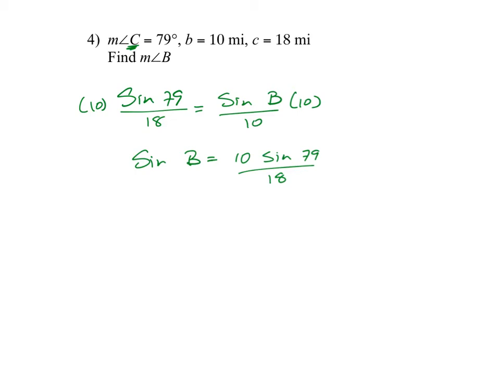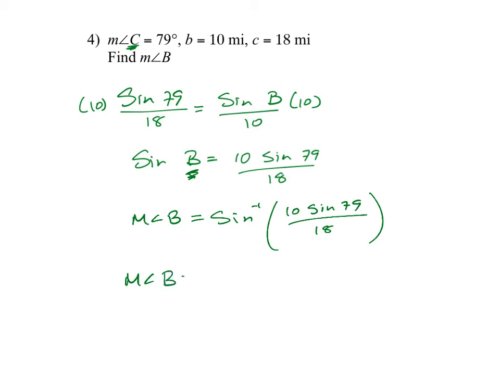So remember that now, because I'm finding the angle, that means that I need to find the inverse function of sine of 79 divided by 18. So I'm just going to my calculator to find this one. In this case, this is 30 degrees.